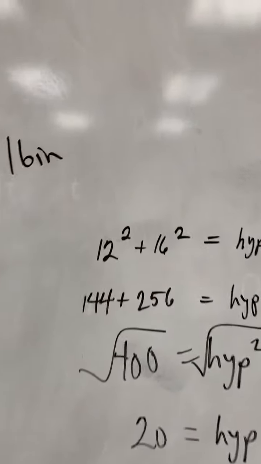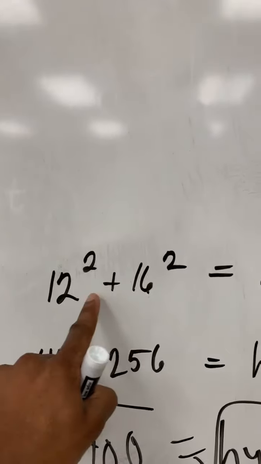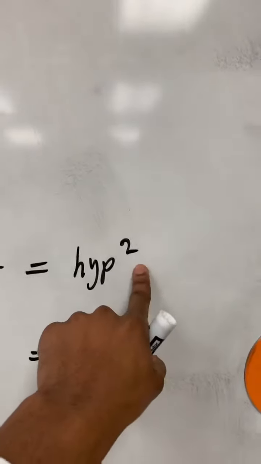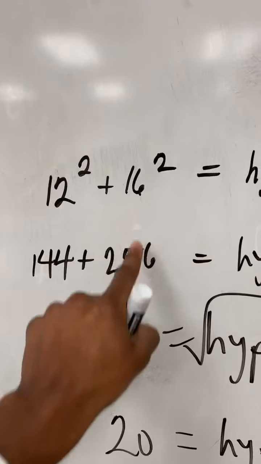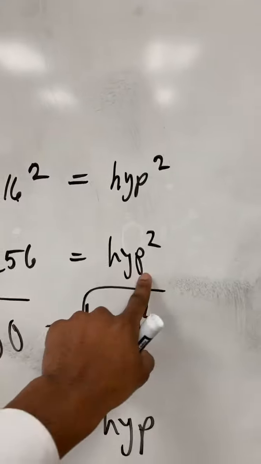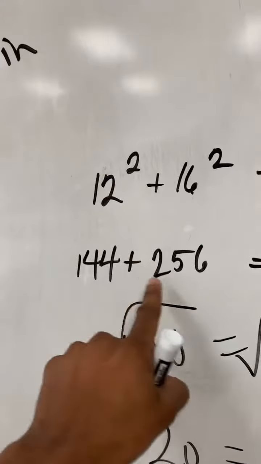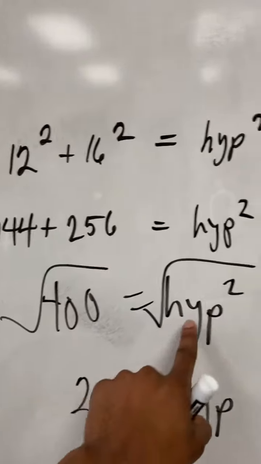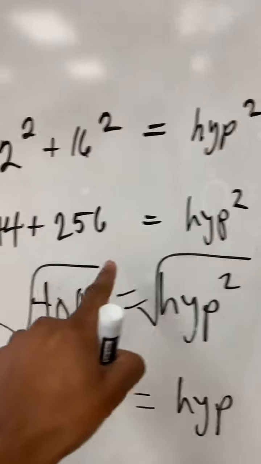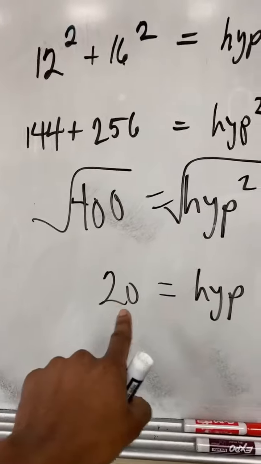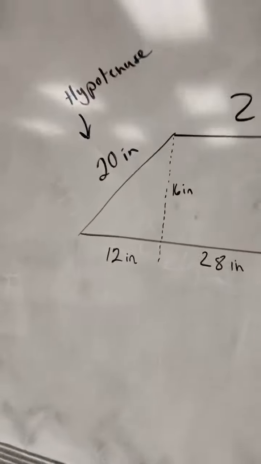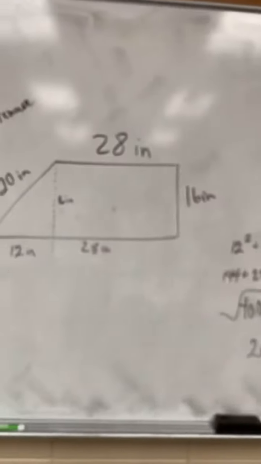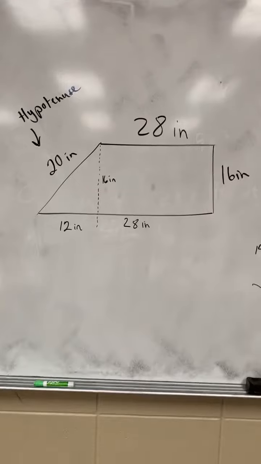All right, so a squared plus b squared is equal to c squared. 12 squared plus 16 squared is equal to hypotenuse squared. All right. 12 times 12 is 144. 16 times 16 is 256. Is equal to hypotenuse squared. If I add these up, I get 400 equals hypotenuse squared. Square root both sides. Now I'm looking at 20 is equal to my hypotenuse. Now that means this is no longer an unknown value. This is 20 inches now. Now I know what all of my sides are, and I can do my perimeter.